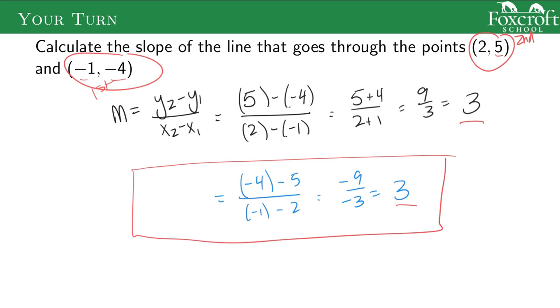What matters most is that you get the associations right. 5 and 2 are related, so they should be above each other in the fraction. -4 and -1 are related, so they should be above each other in the fraction. But it doesn't matter which one you call first and second. All right, so go ahead and practice finding slope of lines. All right, really it just helps you understand a bit more about lines and working with these formulas.